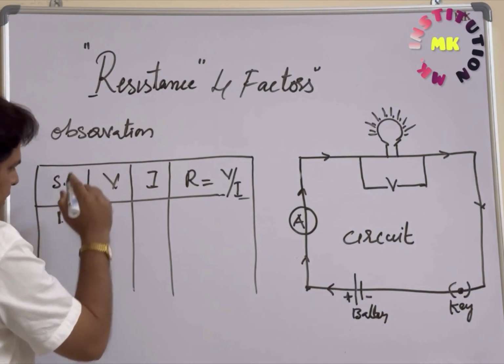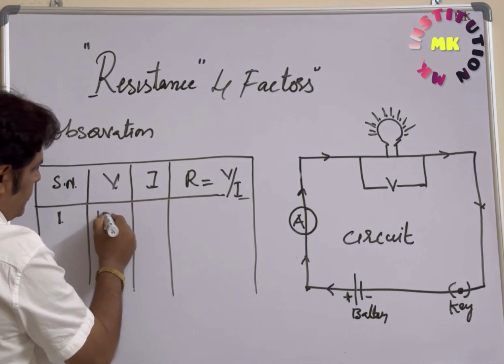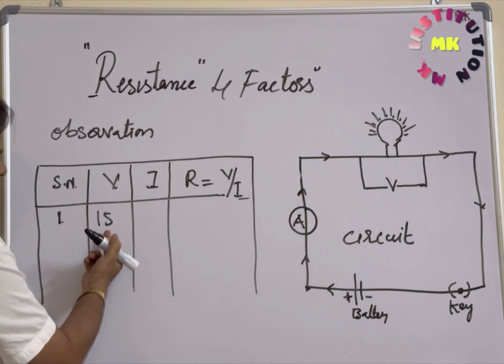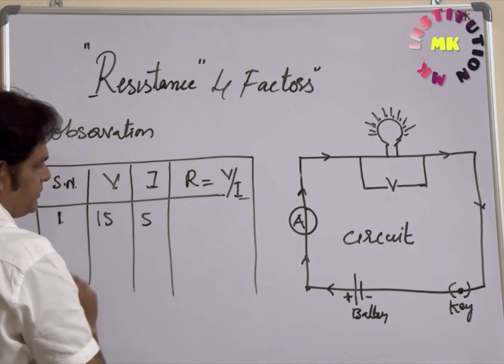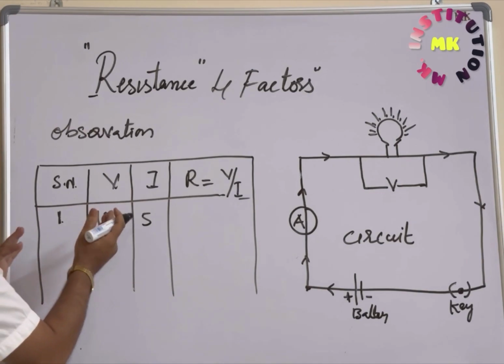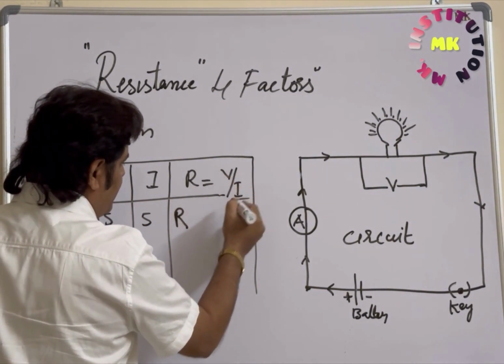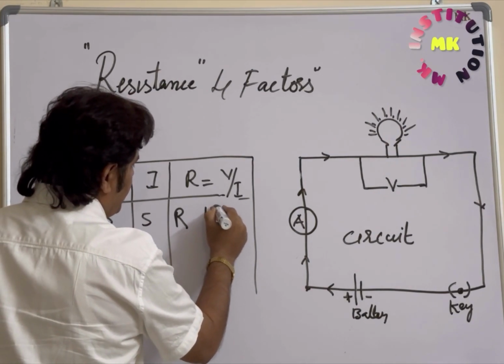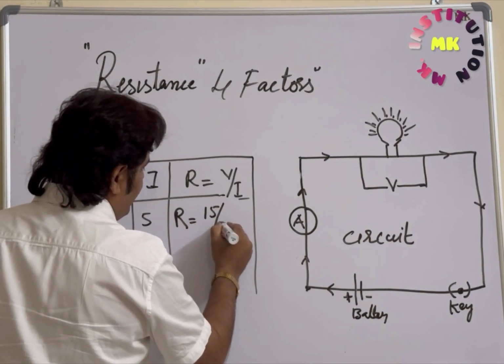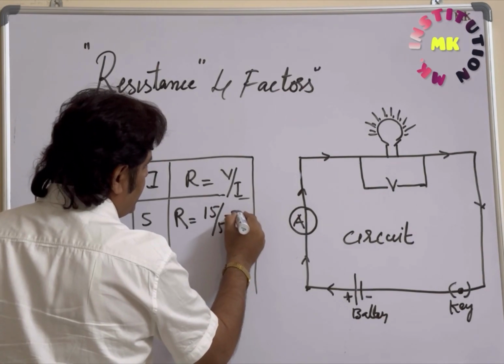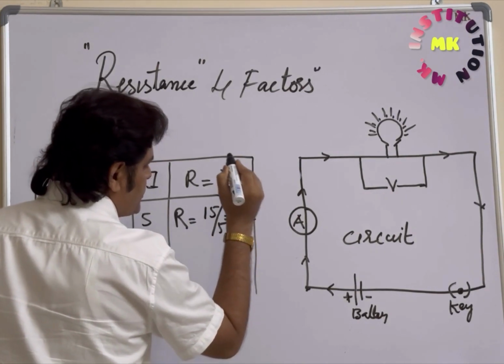Okay, the first one, suppose 15. The voltmeter is showing 15 volts. Current is 5; the ammeter is showing 5. Then if you want to know the resistance here, R equals V by I. So 15 by 5. How much are you getting here now? 3. This 3 is called 3 ohms.